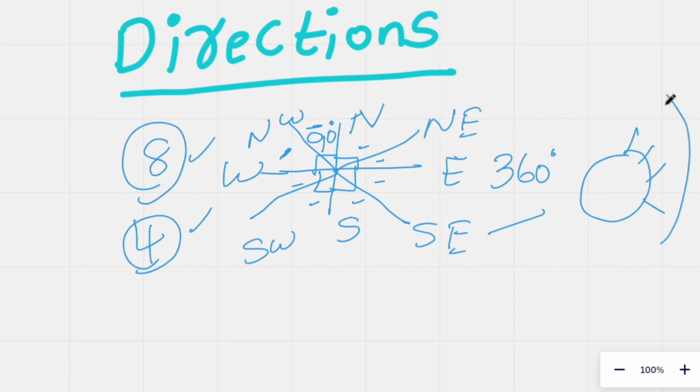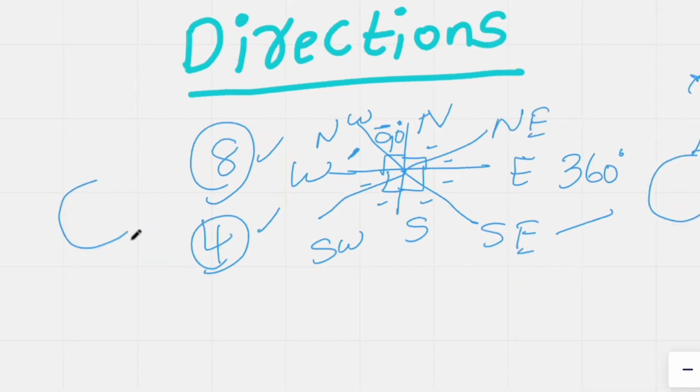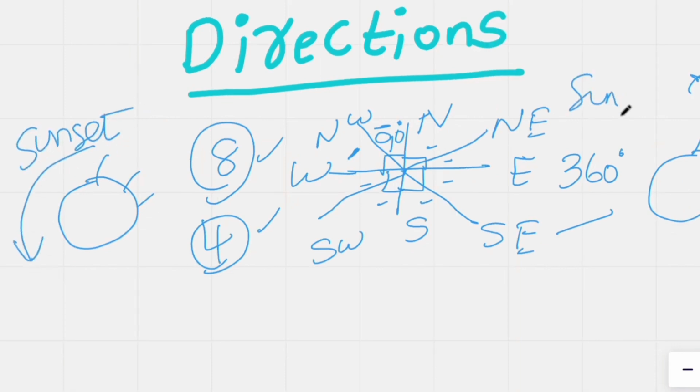There are two more basic points you need to remember. First is the sun's position. We all know the sun rises in the east and sets in the west. This is a common point used in shadow based reasoning questions. Second is the direction of rotation. Clockwise direction means moving to the right, just like the hands of a clock. Anti-clockwise means moving to the left.